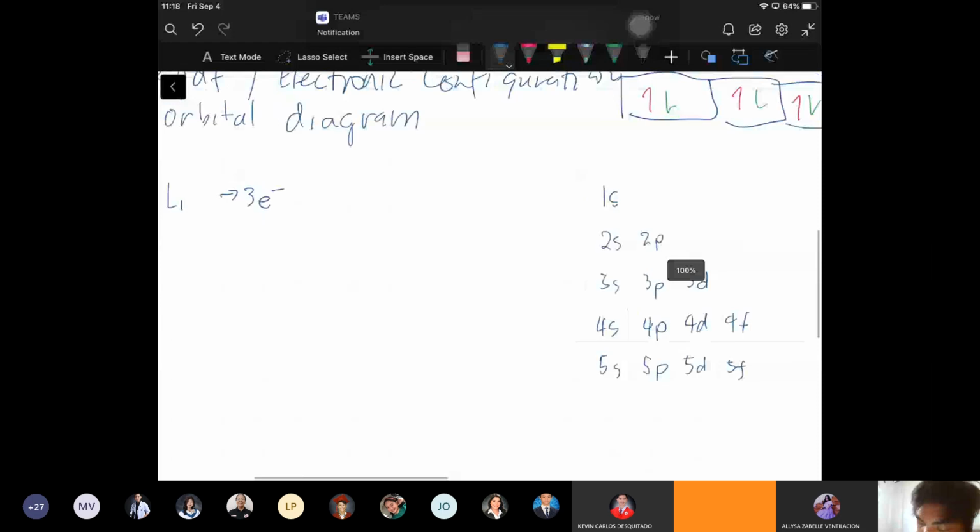Okay. So, again, paano yung arrangement, no? Paano yung sequence? I start with 1s, then 2s, then 2p, then 3s, so on and so forth, no? Okay lang kahit di mo kabisado to, no? Okay lang yan.